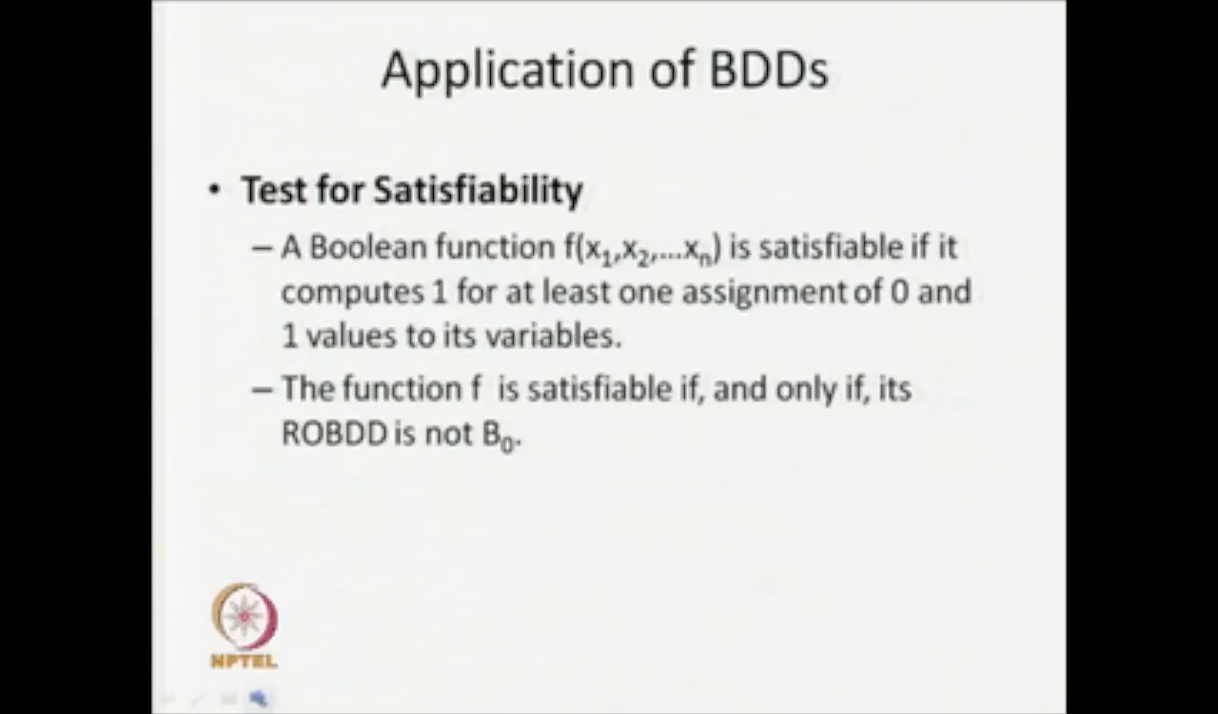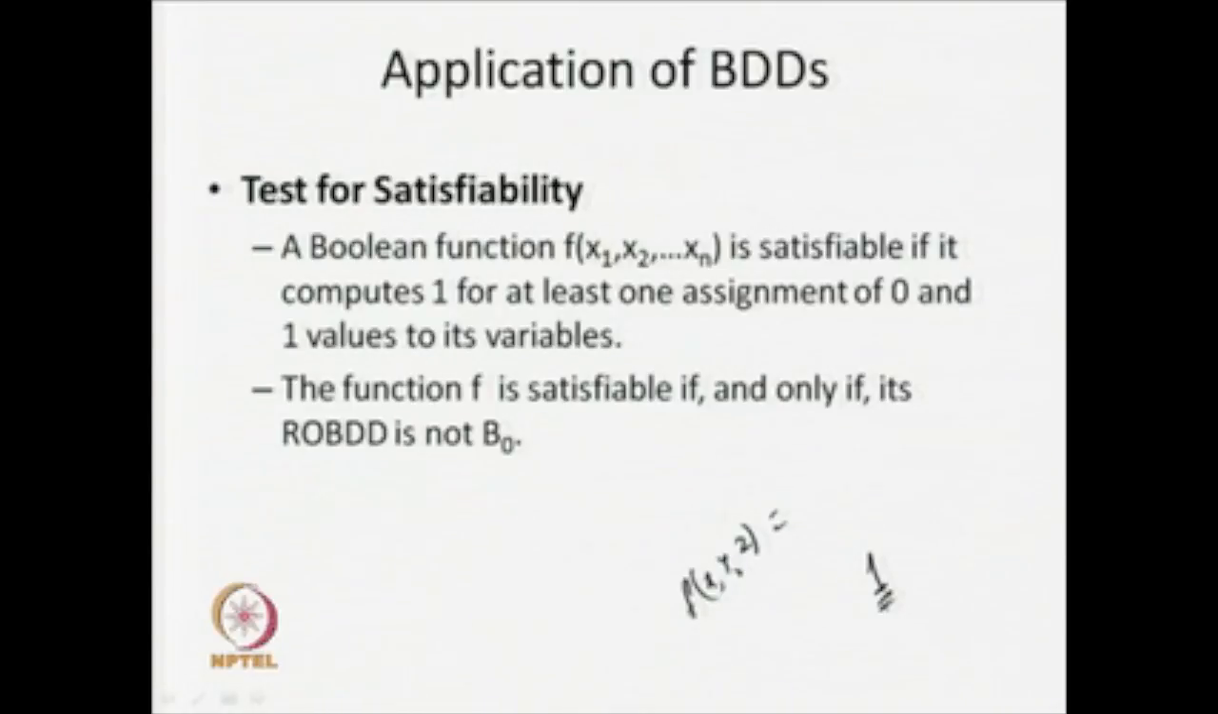Similarly, we can test for satisfiability. We say that a function is satisfiable if for at least one valuation, or even one evaluation, it gives the value 1. That means, if I have a function f(x, y, z), then for at least one valuation it should give me the functional value 1. In that case, we say that this function is satisfiable. Now, how to check it?